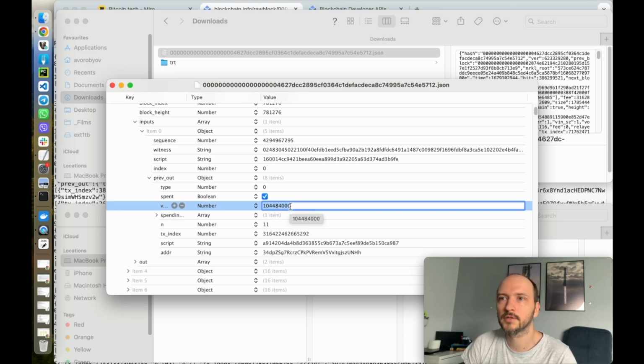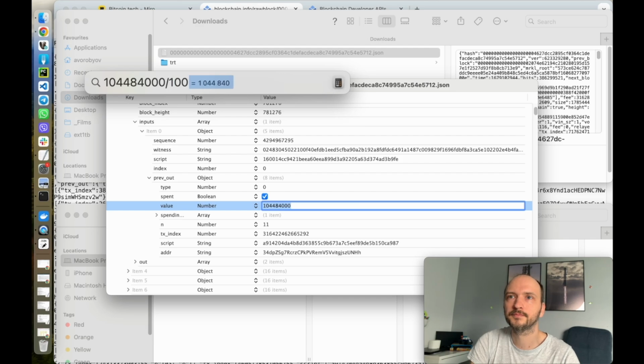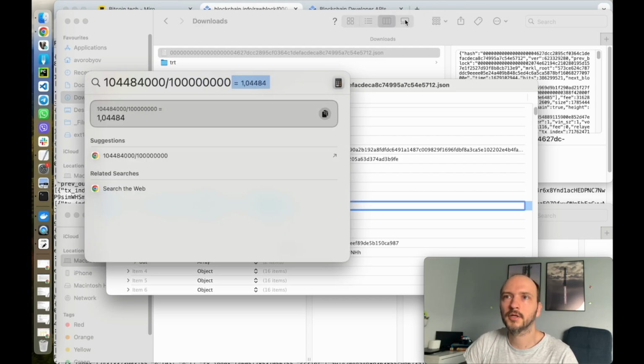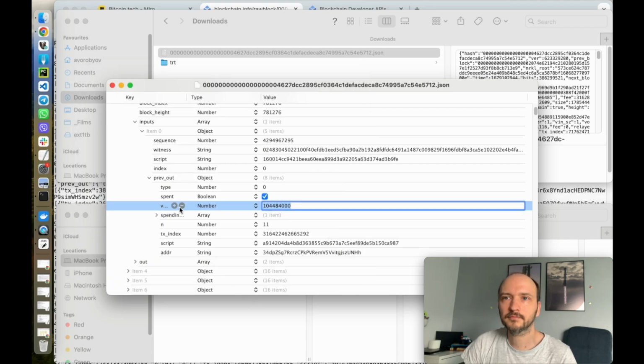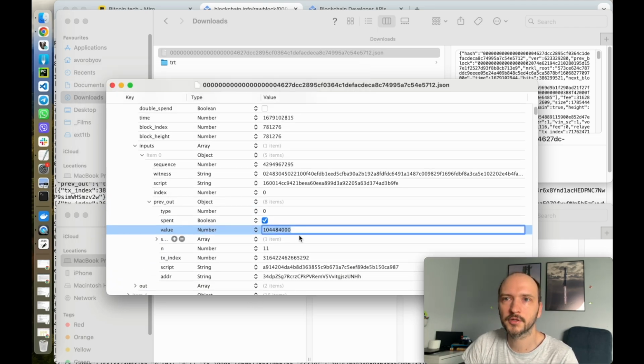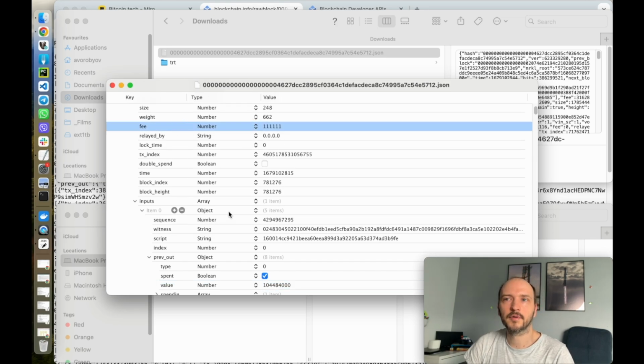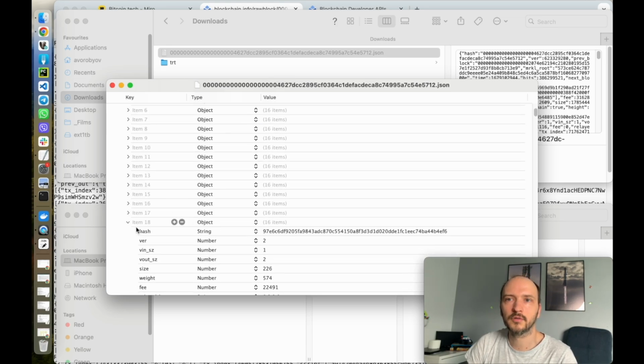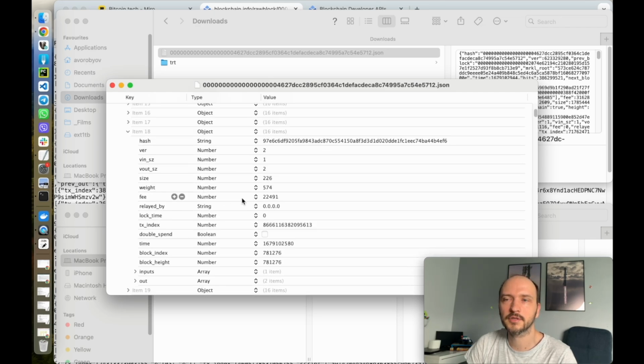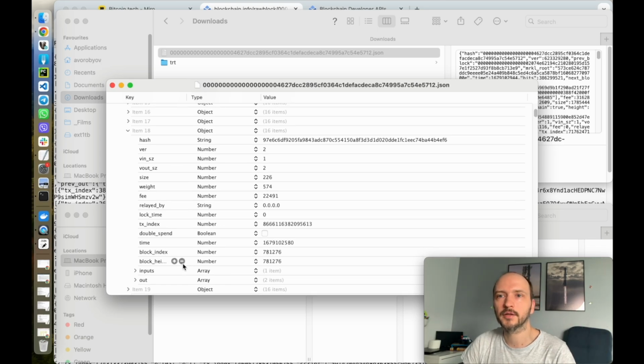A Satoshi is 1 divided by 100 million of a bitcoin. So you can divide this by 100 million. And it's still quite a big amount, more than 1 bitcoin is sent here. There is information about commission here, about the fee, and some other information. And all the blocks and all the transactions look like that, with the same structure. And if you want to play with it as a data set, you can just download it through the API and just parse it and use it.